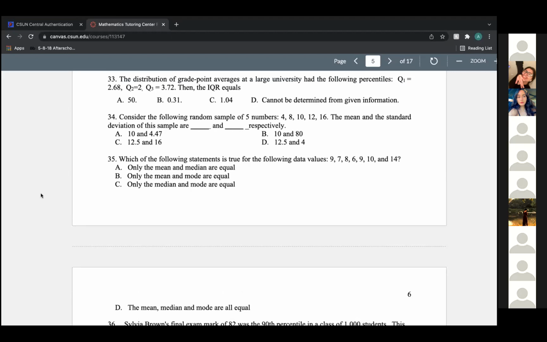34. Consider the following random sample of five numbers: 4, 8, 10, 12, 16. The mean and the standard deviation of the sample are blank and blank, respectively. Well, I can certainly do the mean in my head. But since I don't want to do the standard deviation in my head, I am going to put this into my calculator. And much faster than I can do it in my head, I have a mean of 10 and a standard deviation of 4.47. So the answer to that is A.